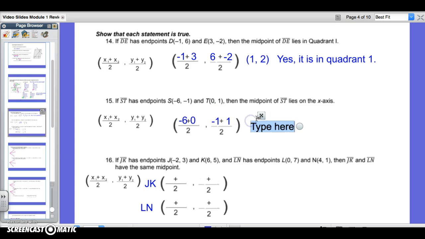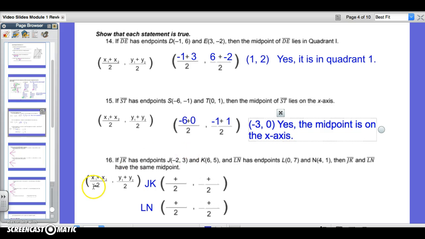Now, over here, I'm going to simplify this. -6 plus 0 is -6, so -6 divided by 2 is -3. Then -1 plus 1 is 0, so 0 divided by 2 is 0. So looking at this point, the y value is 0, so yes, the midpoint is on the x-axis.